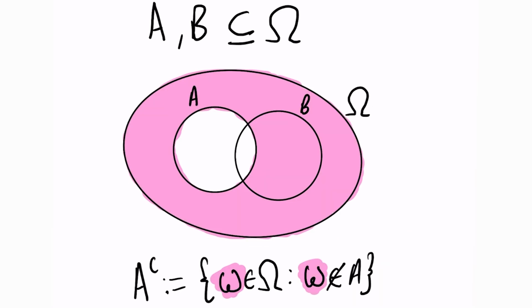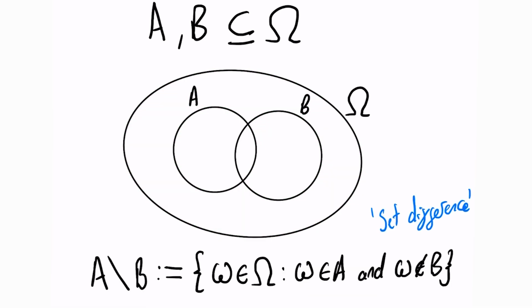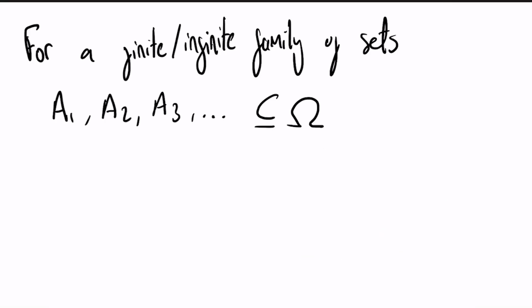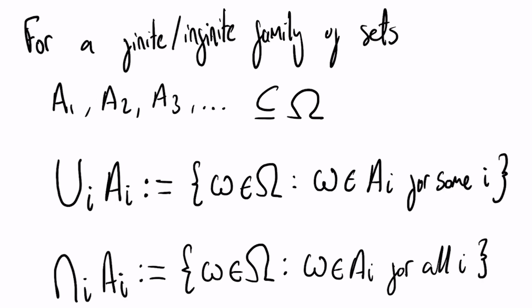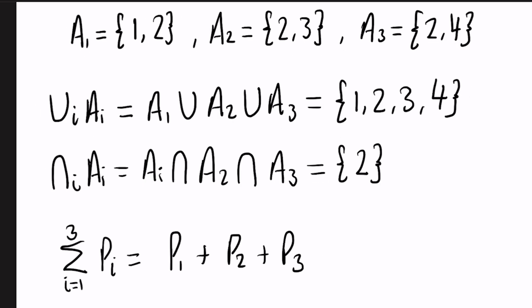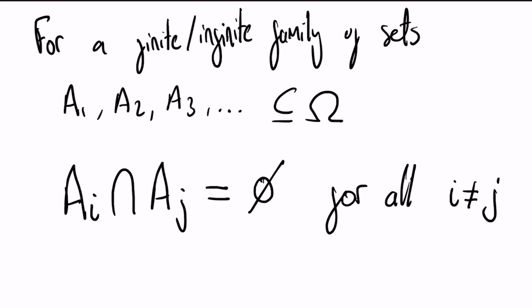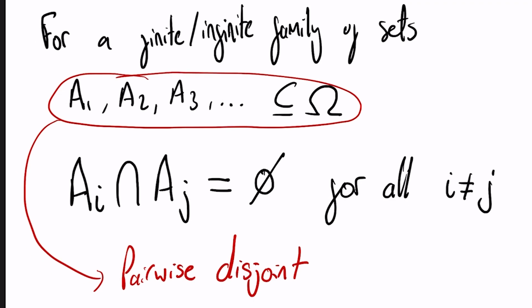Complement of A is everything outside of A, and A\B is called the set difference. We take out the overlap with B. Now if we have a whole bunch of subsets of omega and we want to show the union or intersection of all of them, we can use this notation. This is just the shorthand version of this, in the same way how sigma is the shorthand version for addition. Now if for this collection of sets the intersection between each one of them is the empty set, we say it's pairwise disjoint. There's no overlap between any of the pairs of these sets.